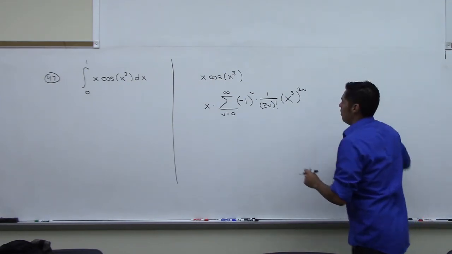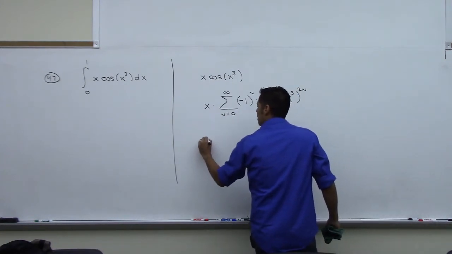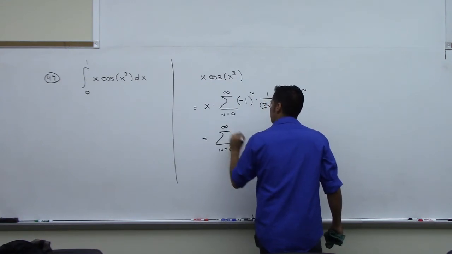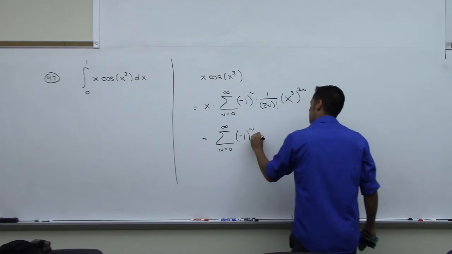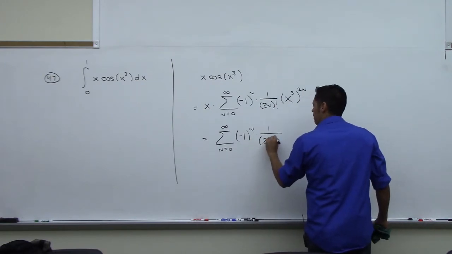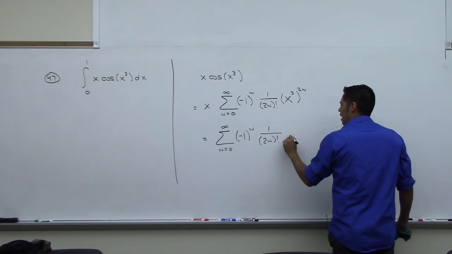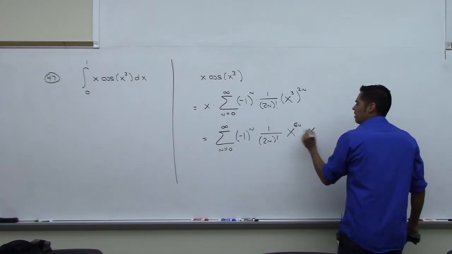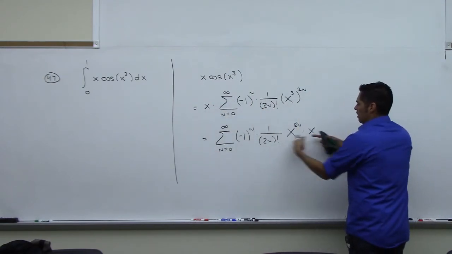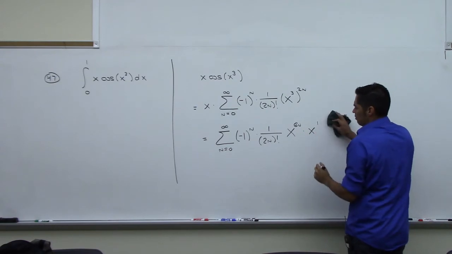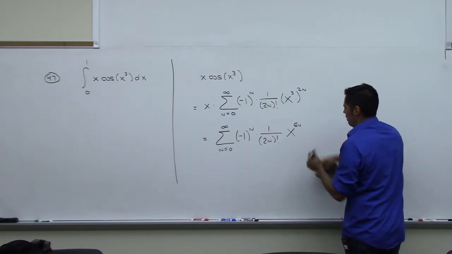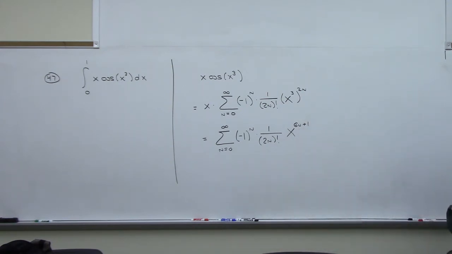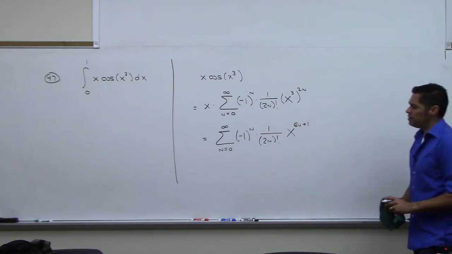So what I'll do is push this x in. That's equal to sum n equals 0 to infinity, negative 1 to the n times 1 over 2n factorial, and then I'll have x to the 6n, but then times the x that comes in from the outside. When I put these two together, I add their exponents. So this is really just going to become x to the 6n plus 1. And that's pretty much it. We're ready. We can integrate this now.